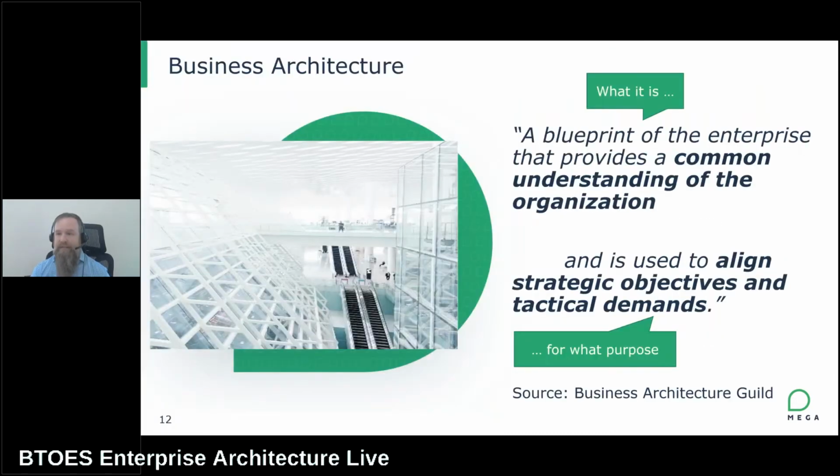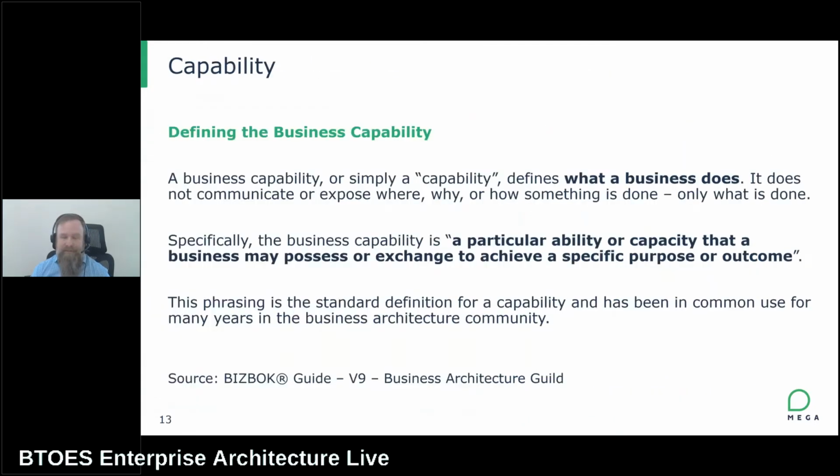So diving into business architecture, looking at the Business Architecture Guild, they split what it is, what we spoke to in terms of the EA practice at the very beginning of this presentation, a blueprint of the enterprise that provides a common understanding of the organization, but they also give us that purpose. It's used to align strategic objectives and tactical demands. And that alignment as an outcome driven through design work, transformation planning work is where you'll see a lot of value.